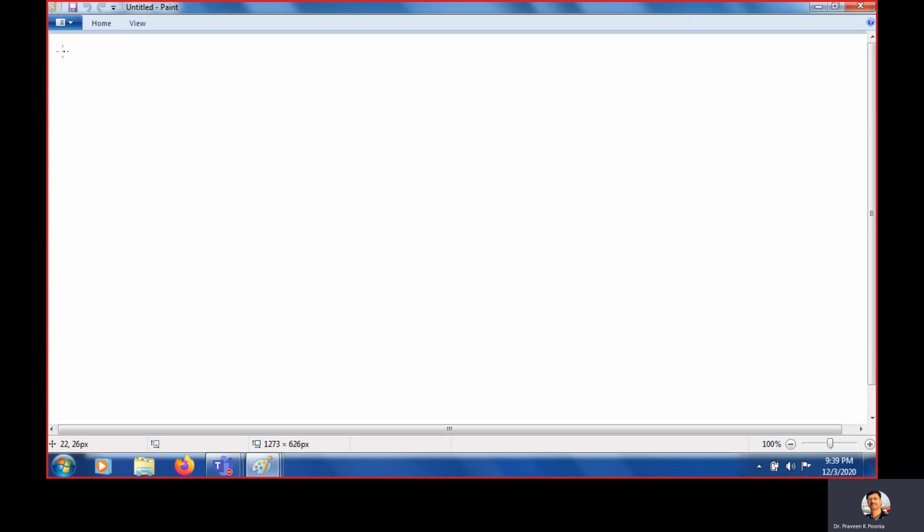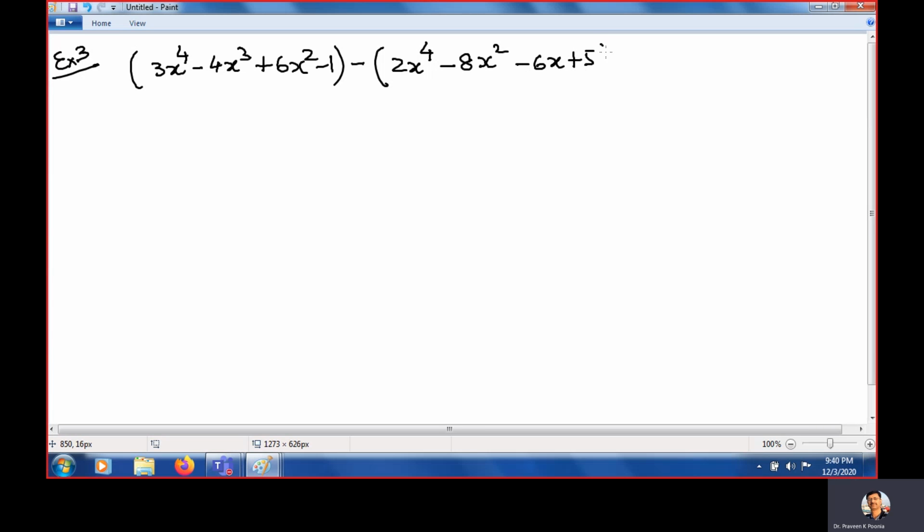One more question we will take with subtraction. It is example number 3. The question is 3x^4 minus 4x^3 plus 6x^2 minus 1, minus (2x^4 minus 8x^2 minus 6x plus 5). First we are going to open the bracket, because with a negative outside, the sign will change inside. It is plus here, so no change: 3x^4 minus 4x^3 plus 6x^2 minus 1.